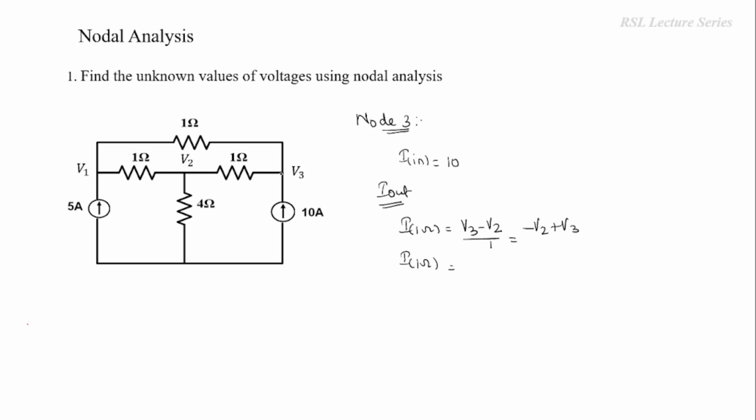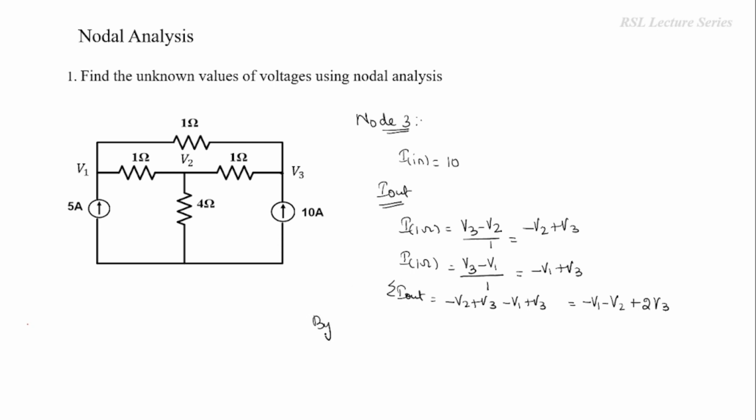So the net voltage is V1 minus V3 or V3 minus V1. Since we are writing for node 3, we have to consider this as V3 minus V1 divided by 1. This is equal to minus V1 plus V3. So now we have to add all the outgoing currents. Sum of the outgoing currents is equal to minus V2 plus V3 minus V1 plus V3. So this is equal to minus V1 minus V2 plus 2V3.